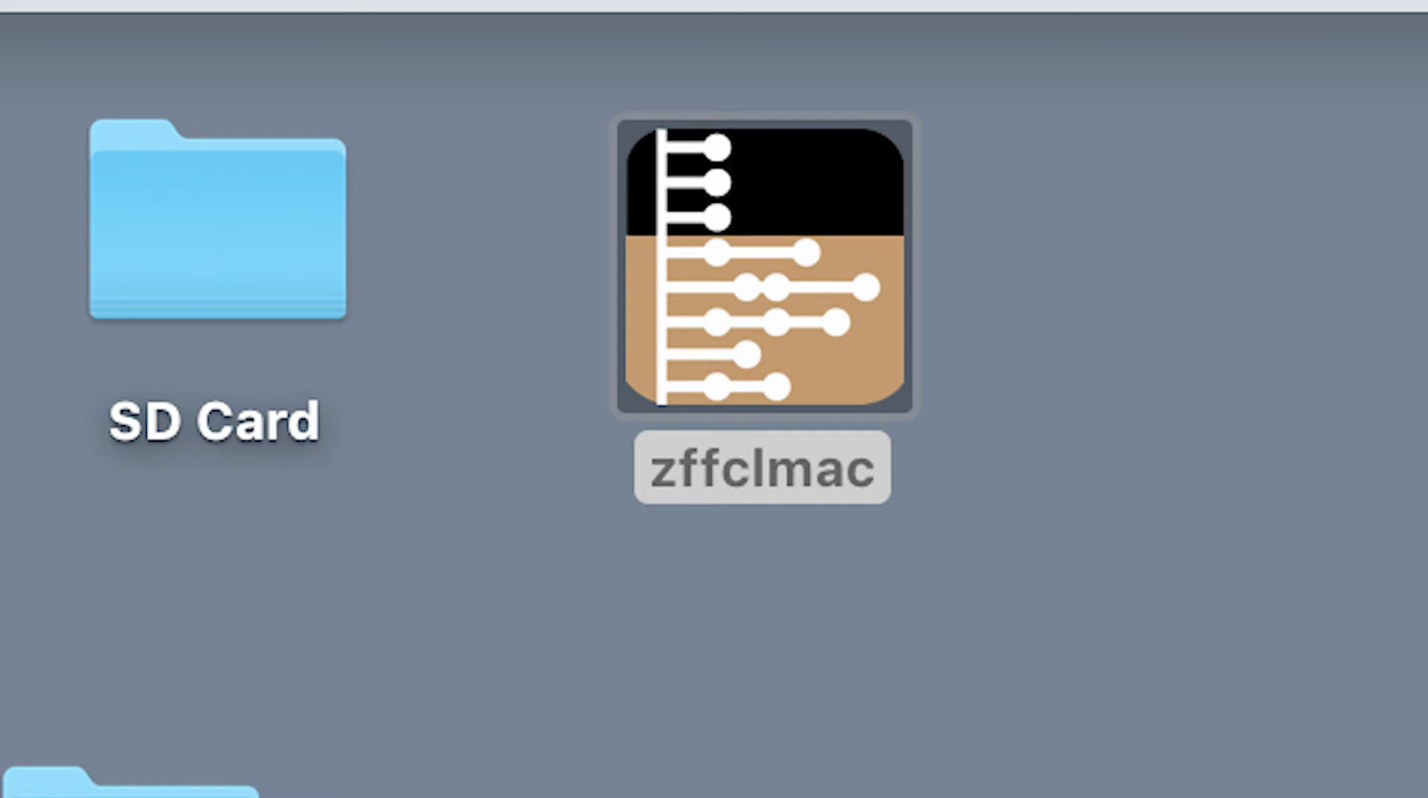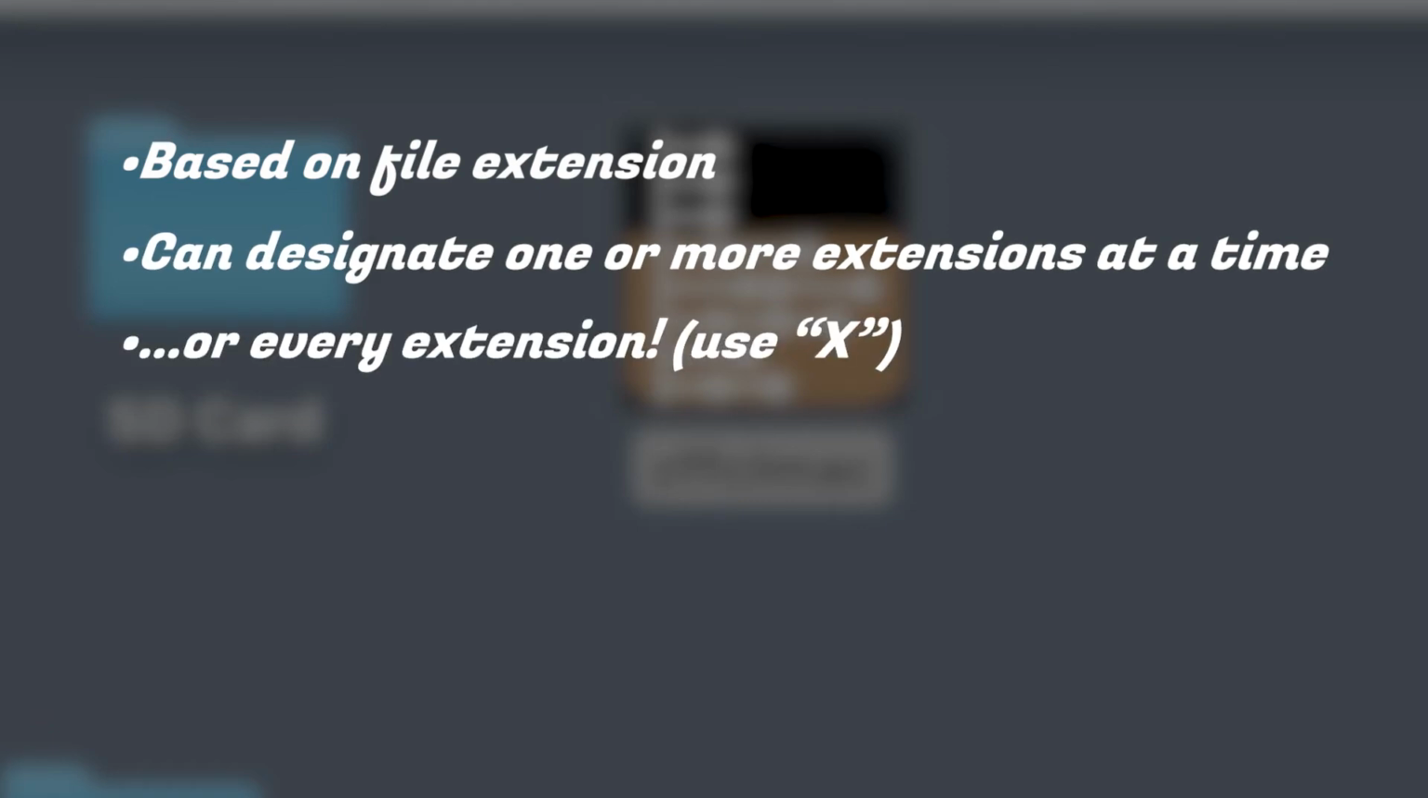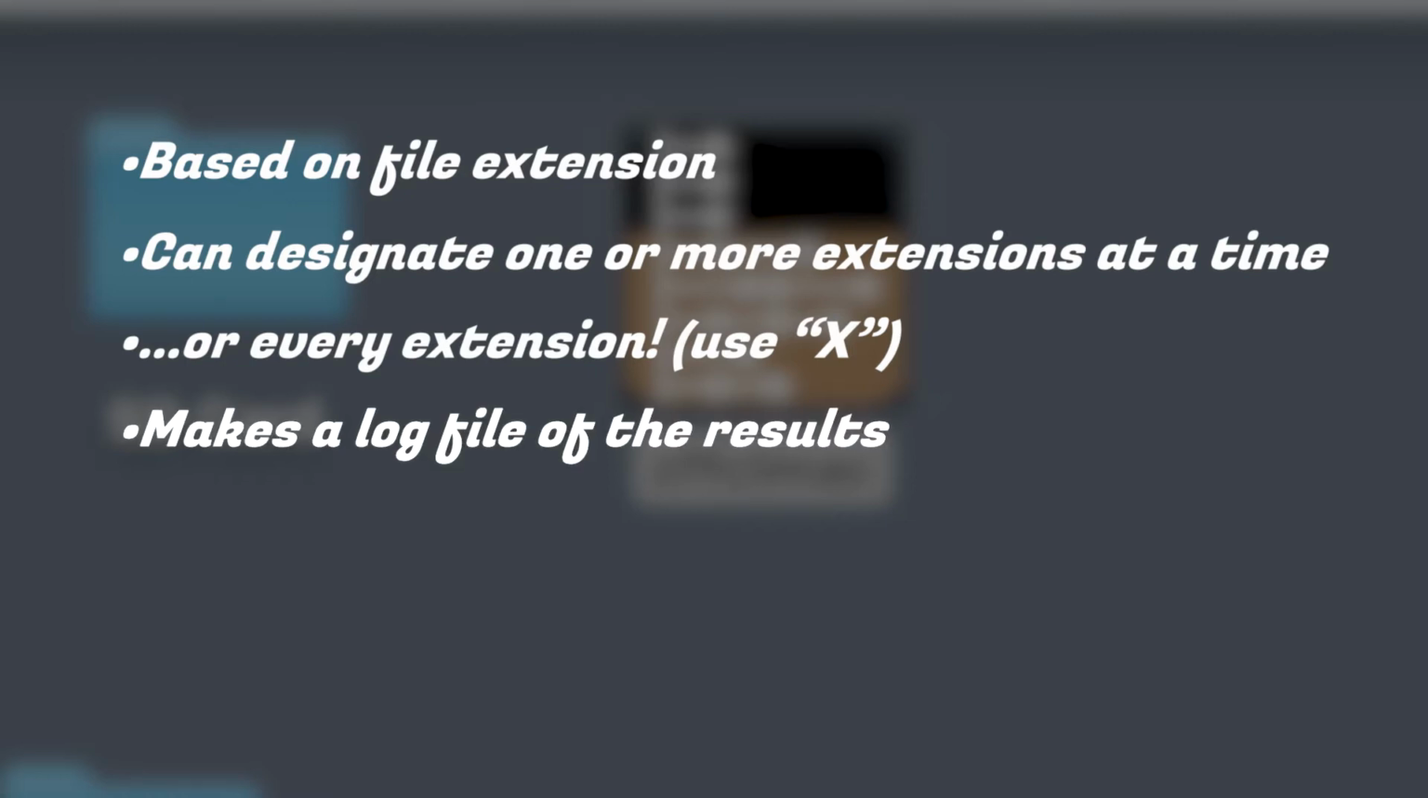Z-Files Flattener allows you more control, and that's why I wrote it. It works strictly by file extension, and you can specify as many extensions as you want at one time. It will also let you copy every single file from a multi-level structure, and it makes a log of your copies so you can track what got copied, any mistakes that were made, anything that wasn't able to be copied over because, say, it was a duplicate file name, or generate a report.